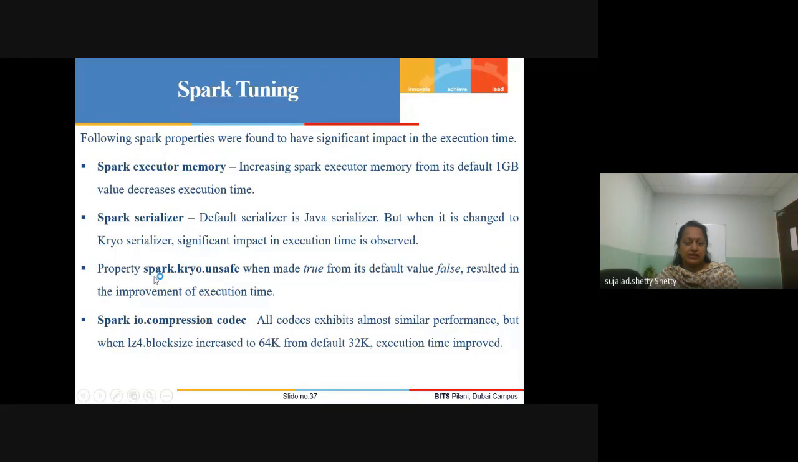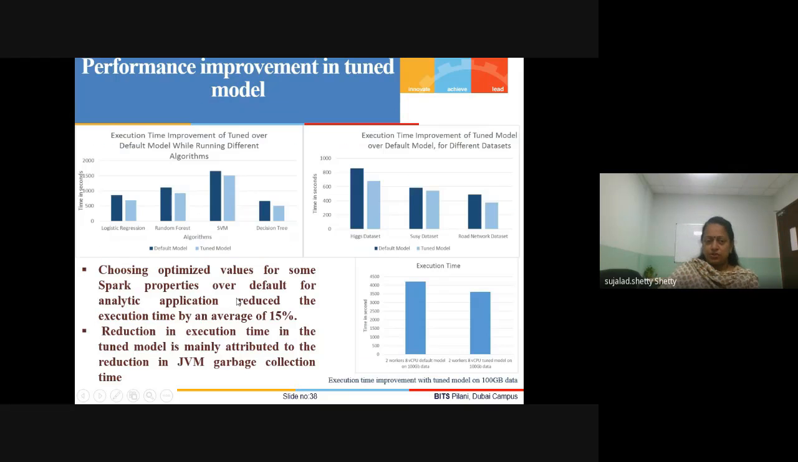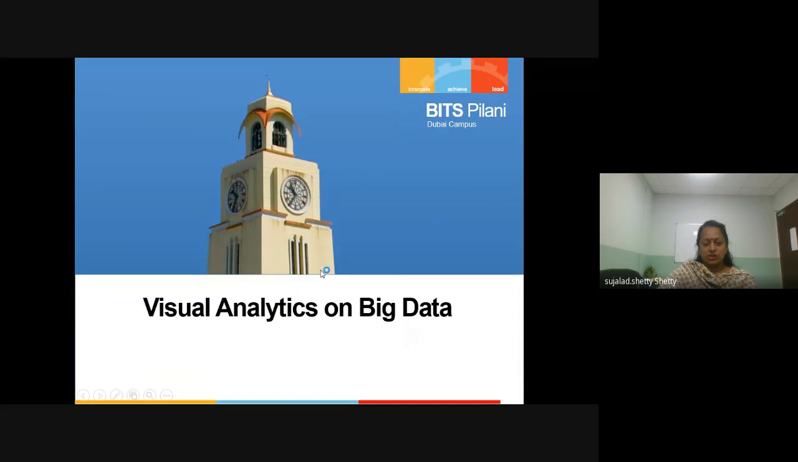So these are some of these hyperparameters. You can see over here, spark.kryo.unsafe. This can take a Boolean value, which can be true or false. So these were the different execution times of these different models.